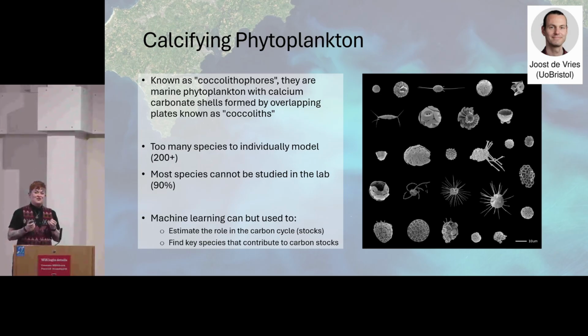There are far too many individual species that fit within this to individually model with mechanistic models. There's over 200 of them. And most of these species cannot be studied in a lab. They're very resilient to culturing. And so the machine learning methods that we use can be used to understand, based on where we've observed these different species, we can estimate their role in the carbon cycle by figuring out how much carbon they're producing or how much carbon they're assimilating, and also figure out what species are key to contributing to those carbon storages and which ones maybe we should put some more effort into culturing to really understand their dynamics.